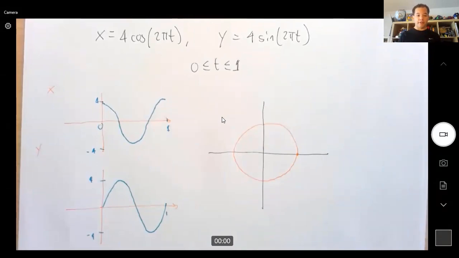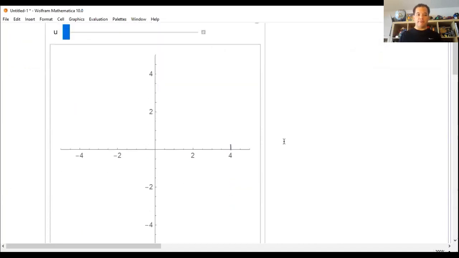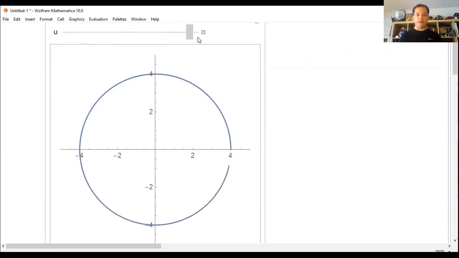So let's take a look at it. Where did I leave that file? Right here. Yes. So as you can see, I put the same functions here, cosine 2 pi t and sine 2 pi t, and as I slide it, it describes a circle, right? Or it looks like a circle. A circle of radius 4, to be more precise, centered at the origin.